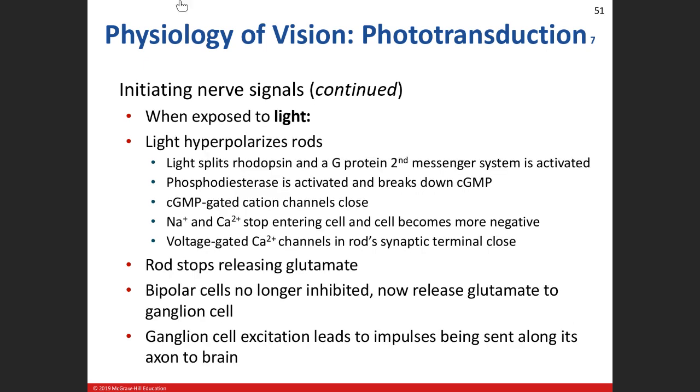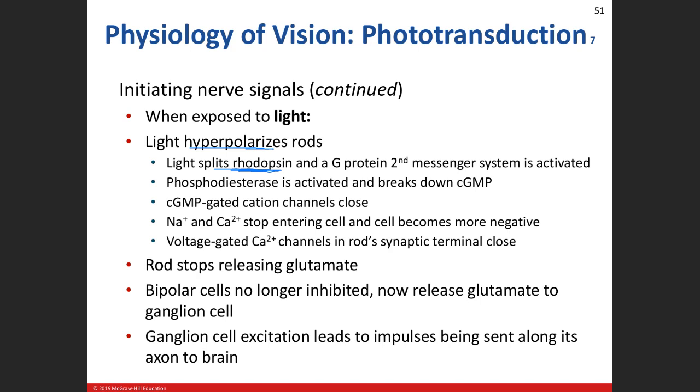So let's find out what happens in the light. Okay, so a little bit of different situation. I'm going to walk you through it nice and slow. When the light is flipped on, the light will actually cause hyperpolarization of the rods. All right, so here's what happens. We already saw with the bleaching reaction what occurs. When the bleaching reaction occurs, it causes the splitting of the rhodopsin.